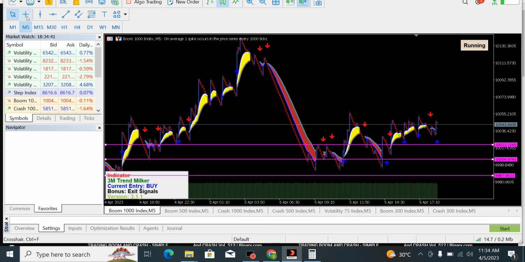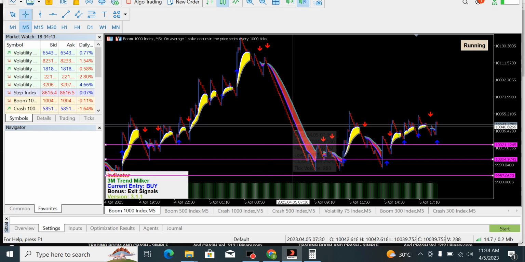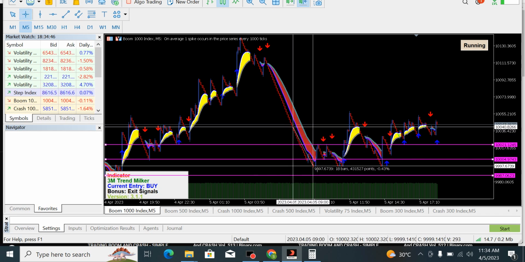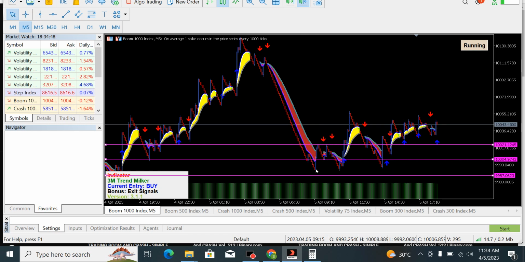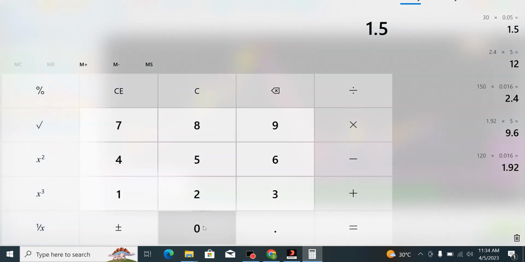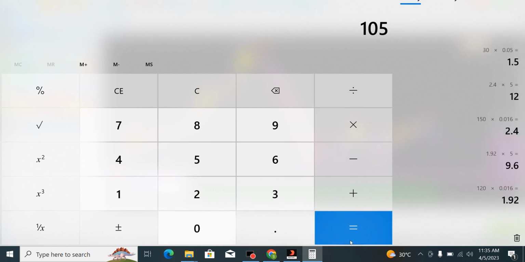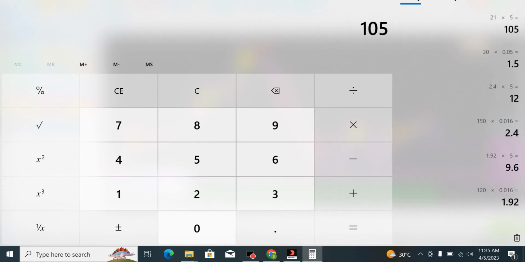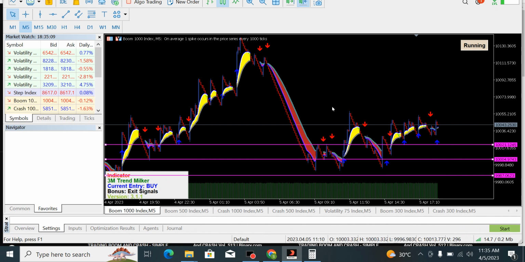Because this actually gave us more candles. It started from somewhere here to here. That is about 21 candles. You can do your calculation, 21 times 5 to know the amount of minutes spent within the market. 21 times 5 just for boom 1000 alone, that is about 105 minutes. If you are earning 50 cents per minute, that means you'll be earning over $50 right from there. So you can see it's very easy for you to make $100.